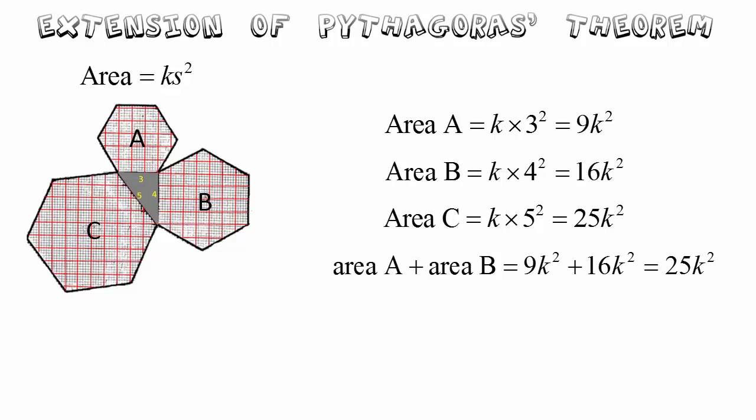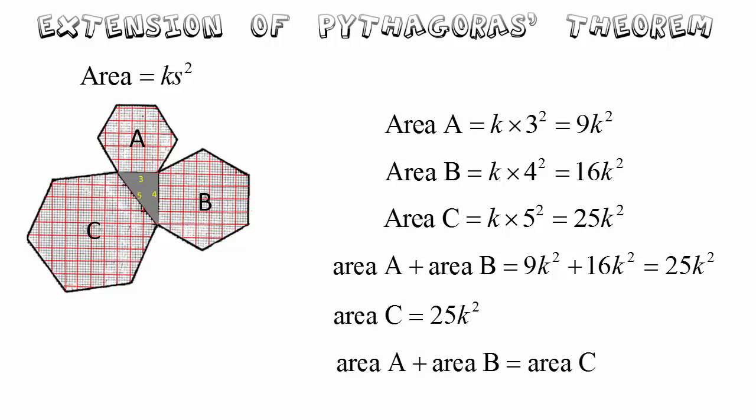Now adding area A to area B, we obtain 9k plus 16k, which equals 25k. But we already know that area C is equal to 25k. So we can conclude that area A plus area B equals area C, again confirming Pythagoras' formula.